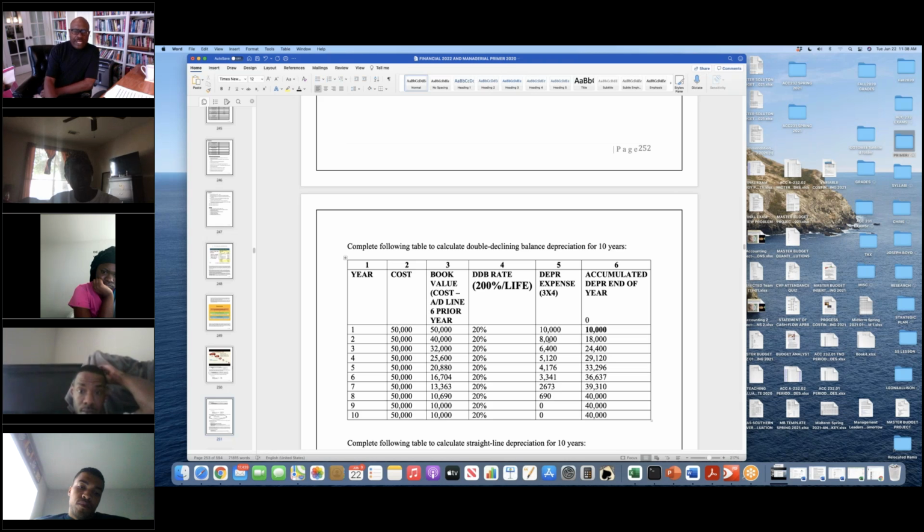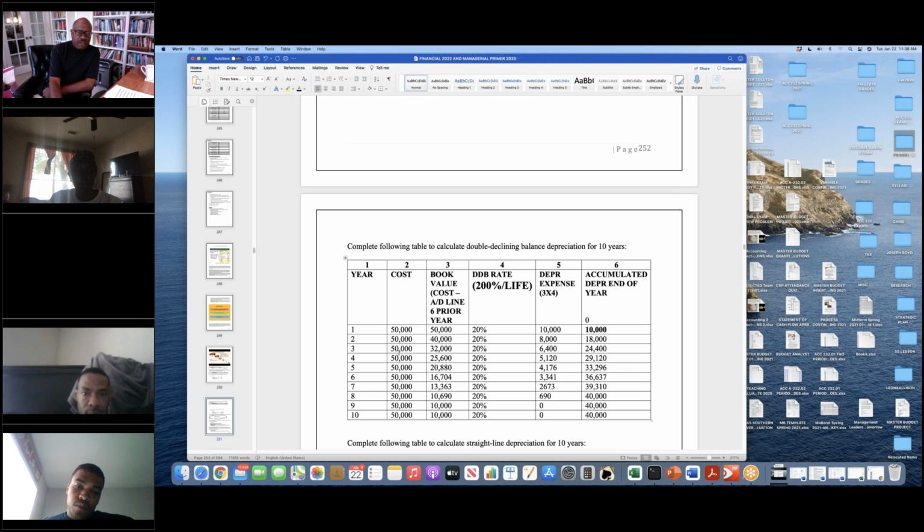So we got 10 the first year, it's 8 the second year. Now our accumulated depreciation is 18,000. 50 minus the 18 gives us 32,000 the third year. Times 20%, 6,400. Our accumulated depreciation is 24,000. And we continue in that process of applying a 20% rate, subtracting that from the cost, and applying a 20% rate again.